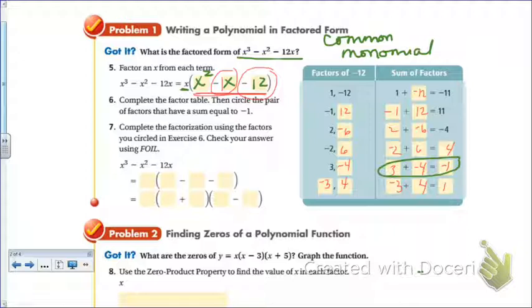So we're going to use those to factor. Again, we took our polynomial, we already factored out an x, and that gave us x squared minus x minus 12. So we still have that x factored out in the front. Our trinomial in here is now going to be factored with an x in each factor, and then you take whatever numbers worked from your factor-sum chart and put those in. So plus 3 and minus 4, and that's our factored form.